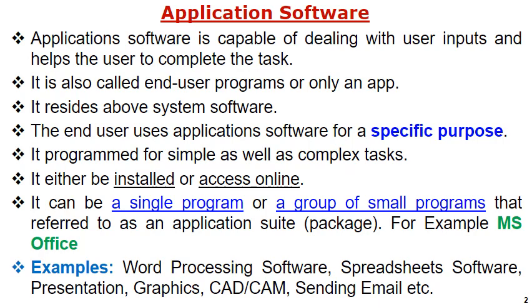The end user uses application software for a specific purpose, and it can be programmed for simple as well as complex tasks. It can perform complex tasks, for example income tax calculation. An application has been developed for that purpose. Income tax calculation is a complex process, and this type of complex task is performed by a complex-task-based application. For simple tasks, suppose you write some text and save it, just like in Notepad, that is a simple type of application software.